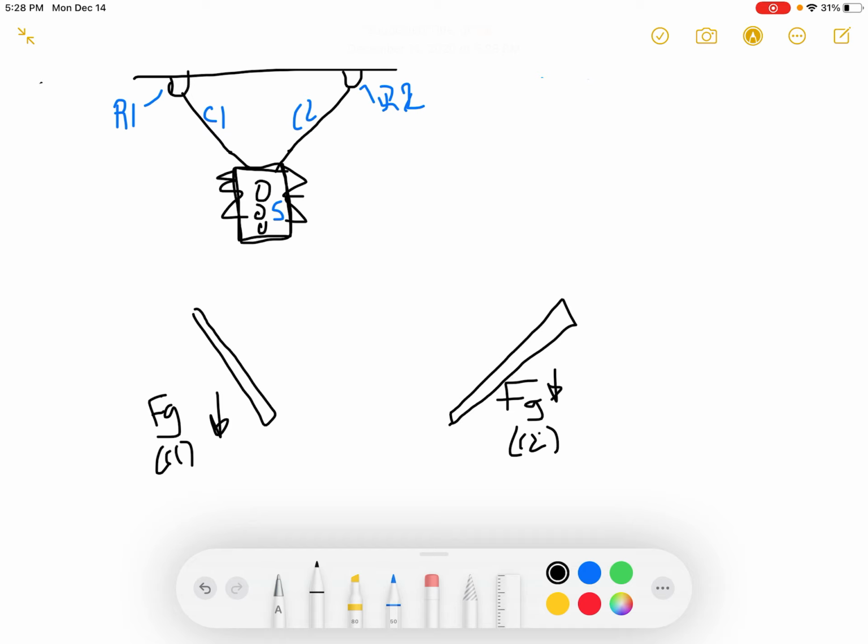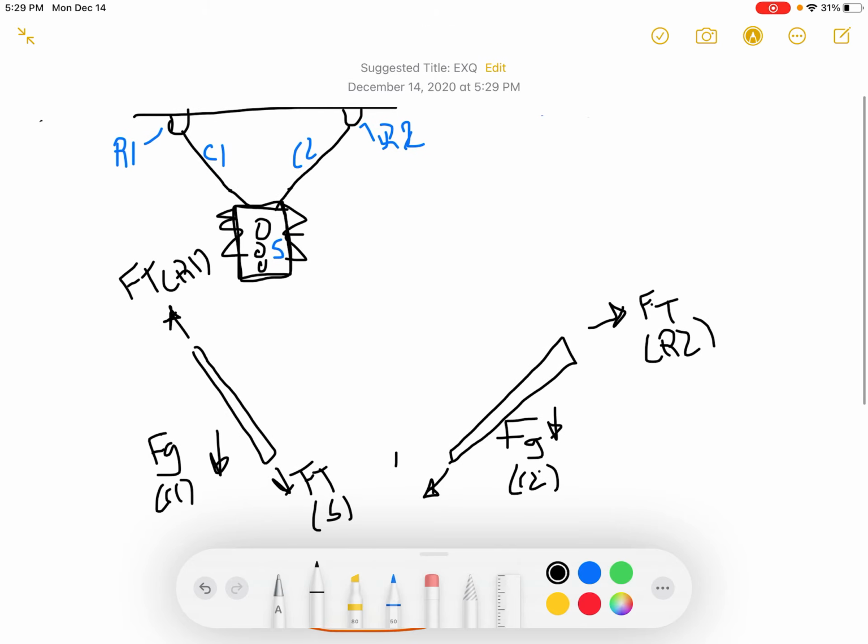Then we have a tension force. First, a tension force that's in the direction of the ring, which is connected at the end of it. So we have a tension force of ring 1 here, and then tension force of ring 2. But we have other tension forces also, because we have a tension force this direction and this direction, and they're both of the stoplight, because that's where the stoplight's connected.